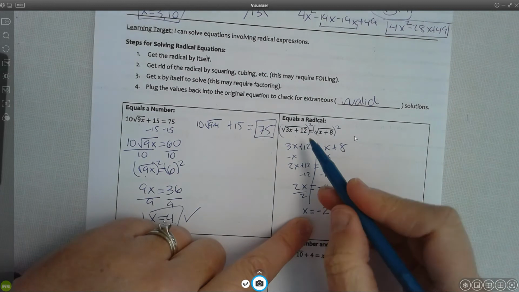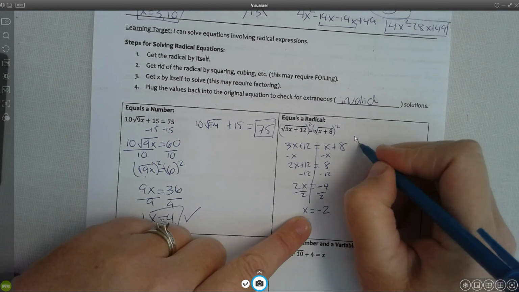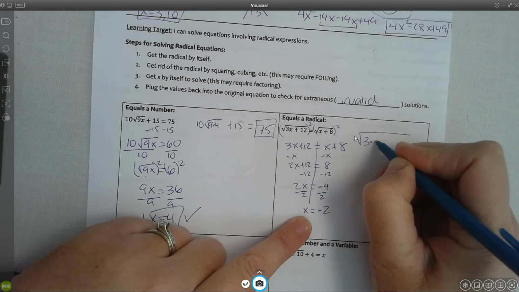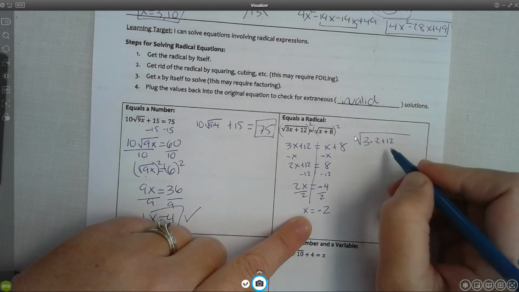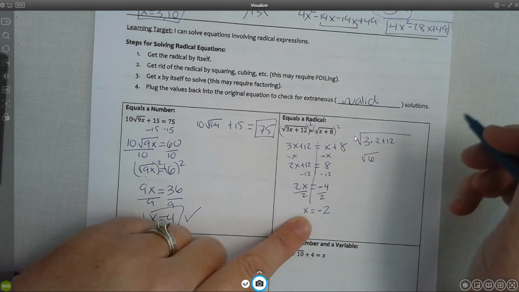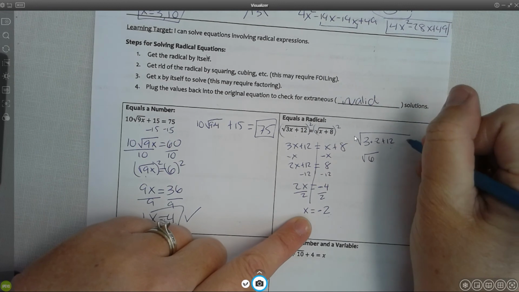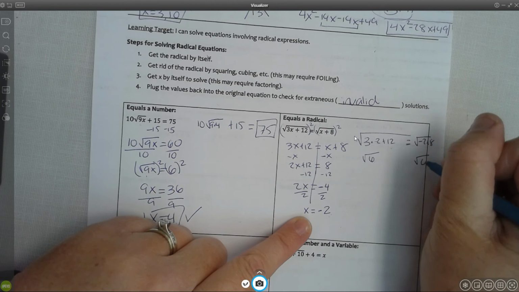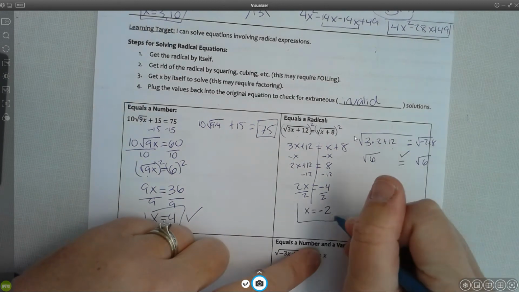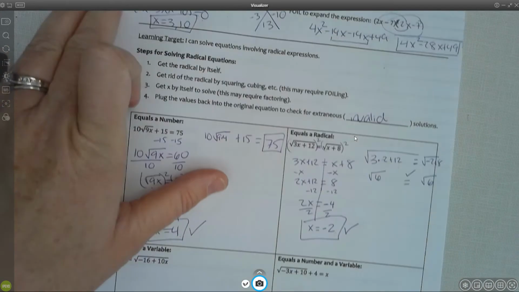So we need to plug in negative 2 to make sure it works. So you're going to have square root of, so this would be negative 6 plus 12 gives me square root of 6. And then on this side over here, negative 2 plus 8 gives me square root of 6. Those are equal. So our answer is correct.